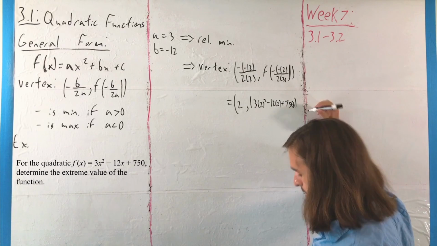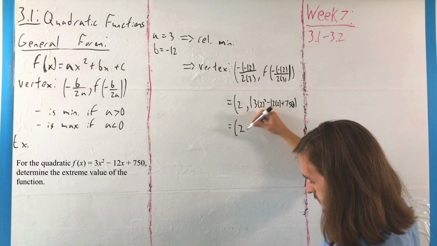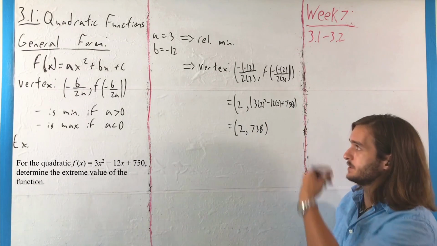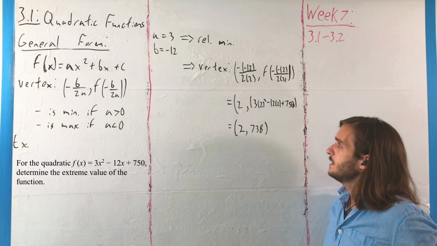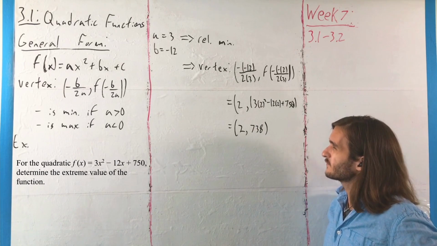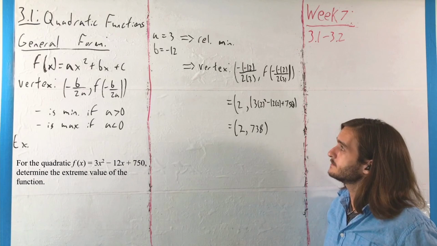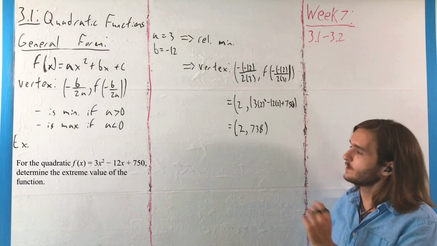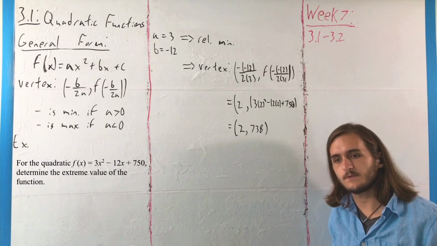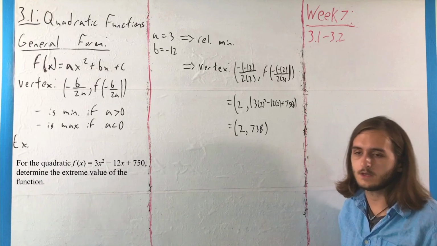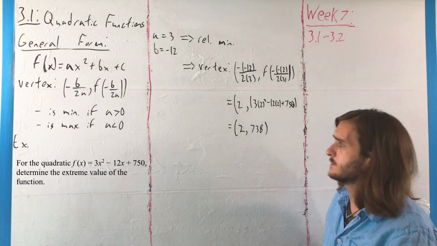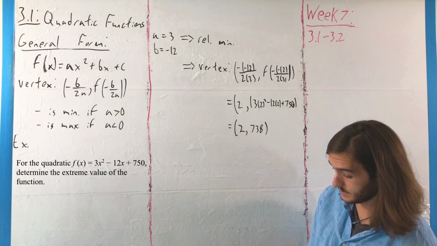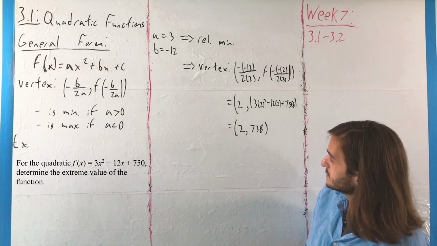75, excuse me, or the point 2, 738, because 2 squared is 4, times 3 is 12, you'd have 12 minus 12 times 2, which is 24, so you'd have negative 12, plus 750 would give you 738. So the relative maximum in that case lives at the point 2, 738. Excuse me, not the relative maximum. Oh boy, that's quite a large minimum.